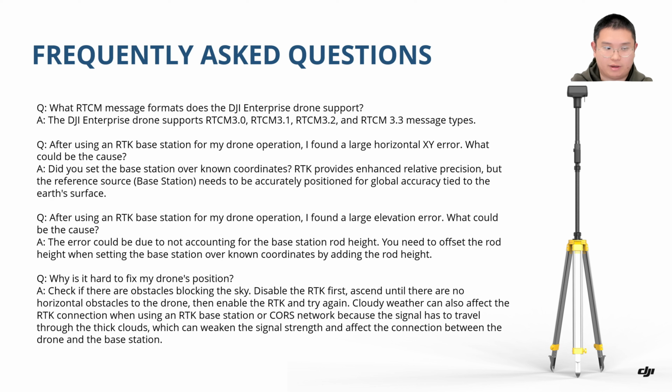And the last question I have is, why is it hard to fix my drone's position? When connecting the RTK service to the drone, sometimes it's hard for the drone to get into fixed status. When that happens, it's usually due to obstacles around the drone. So one quick trick to solve this is to disable the RTK connection first, ascend the drone to open sky that has no obstacles on the horizontal level, then re-enable the RTK option. That should help get the RTK status to fixed quicker.